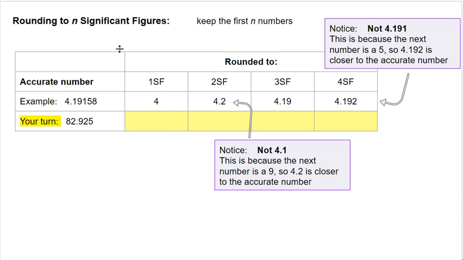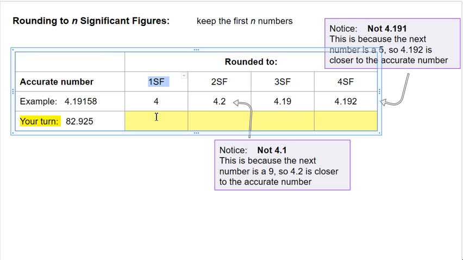So anyway, right, starting with significant figures. We're going to keep the first n numbers, where n is whatever it tells us to do. So in this example here, one significant figure means keep the first number. So we're just going to say 4.19158 is about 4.